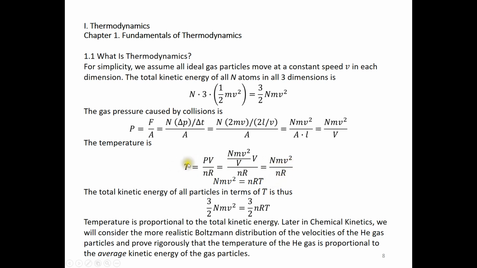Now you can see actually temperature is proportional to this v squared. Again, when the speed doubles, temperature quadruples. What about the total kinetic energy of all particles? We have 3/2 N mv squared. N is the number of atoms. And why 3/2? This is because we have 3 dimensions. And then we have this equation that can be used to compute temperature given the speed of individual helium atoms. Again, I want to emphasize this temperature is proportional to the total kinetic energy. Temperature is proportional to this mv squared.